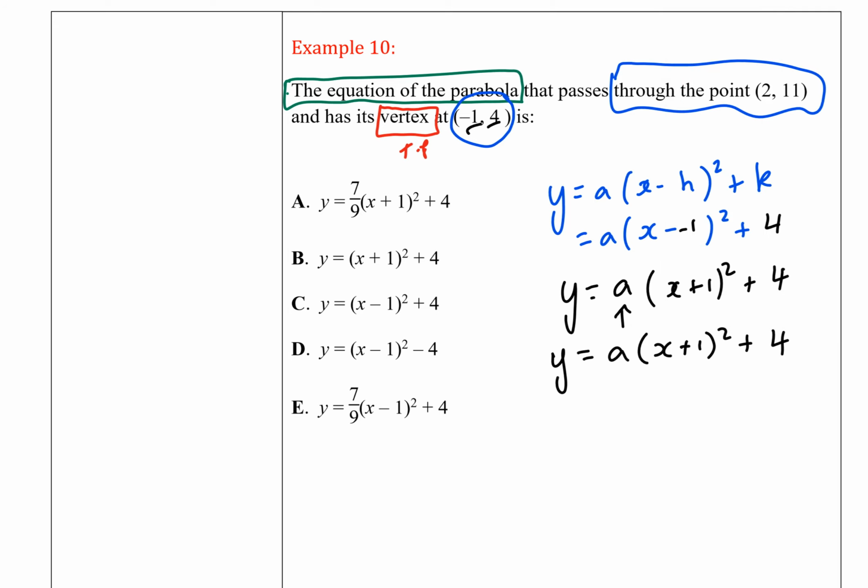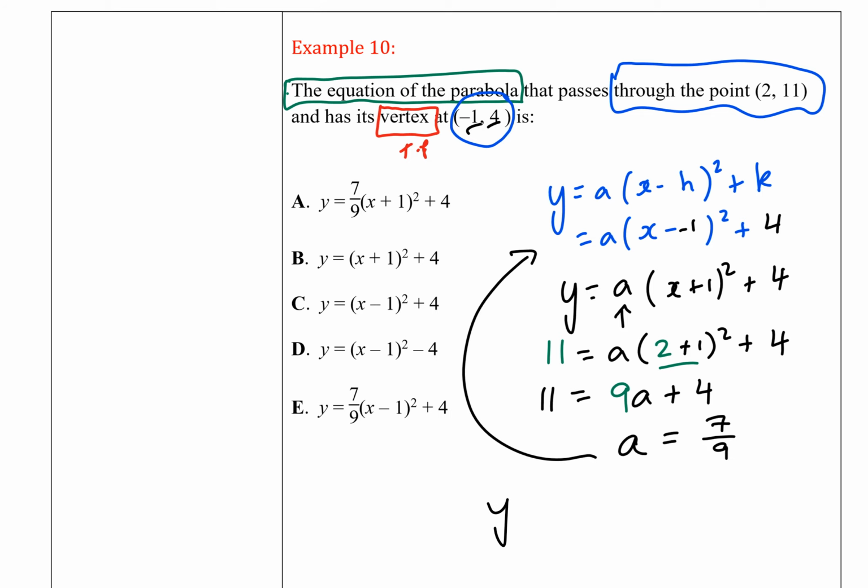That point (2, 11) literally means when x is 2, y is 11. Now 2 plus 1 squared is 3 squared, which is 9. So I'm saying 11 is equal to 9a plus 4, which if I bring the 4 over and divide by 9, a is equal to 7 over 9. Putting that back into context, y is equal to 7 over 9 times (x plus 1) squared plus 4. And so my answer is A.